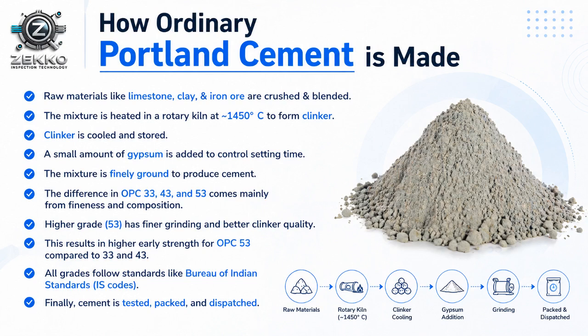Cement is manufactured by crushing and blending raw materials like limestone, clay, and iron ore, which are then heated in a rotary kiln at around 1450 degrees Celsius to form clinker. Clinker is a semi-finished product formed during cement manufacturing. These grey stone-like nodules contain key compounds responsible for cement strength.